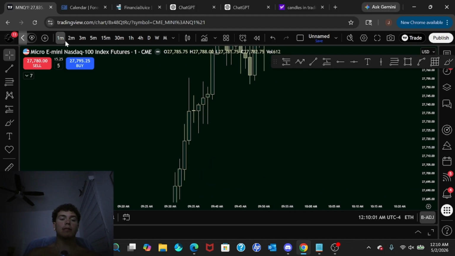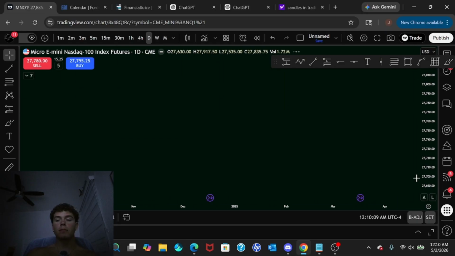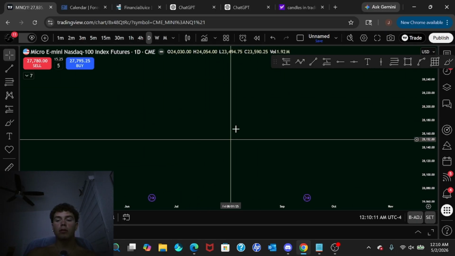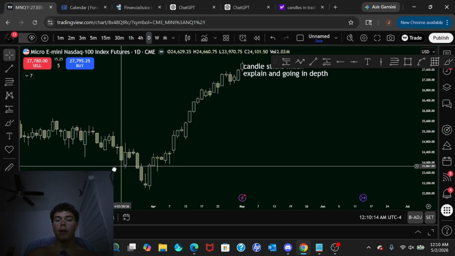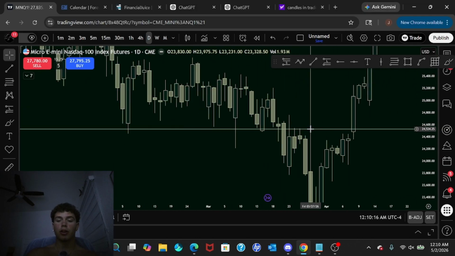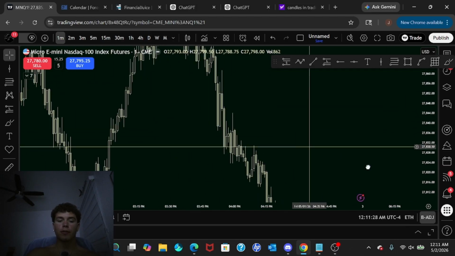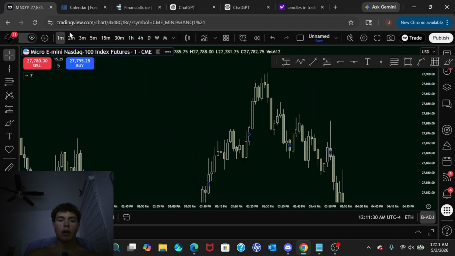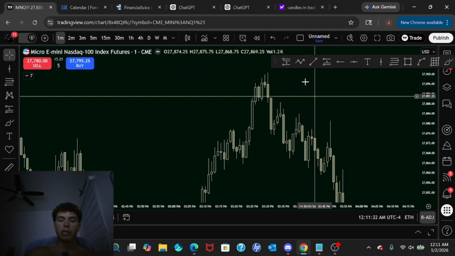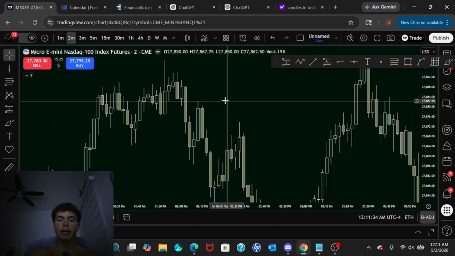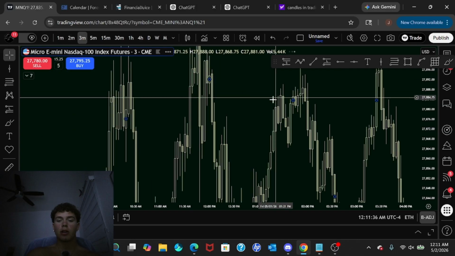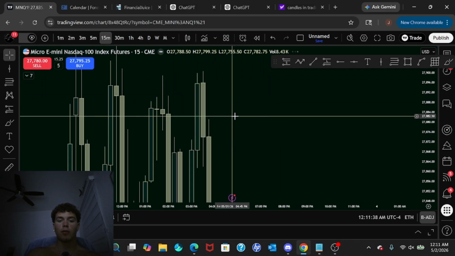And each of these candles, they show 1 minute of price action. So if we were to go to, let's say, the daily, one of these candles shows 1 day of price action. So each of these candles, for example, on this example, represents 1 minute. Here, each candle represents 2 minutes, 3 minutes, and so forth.